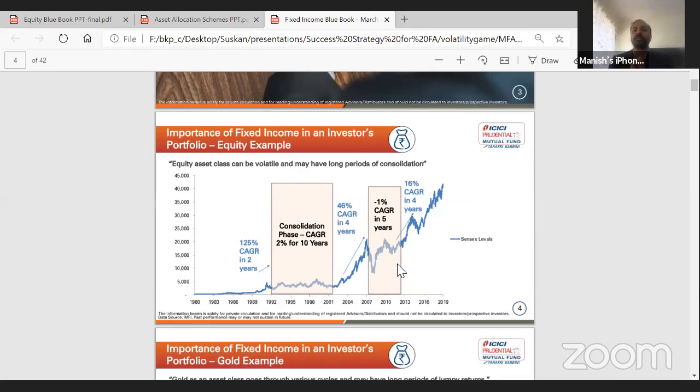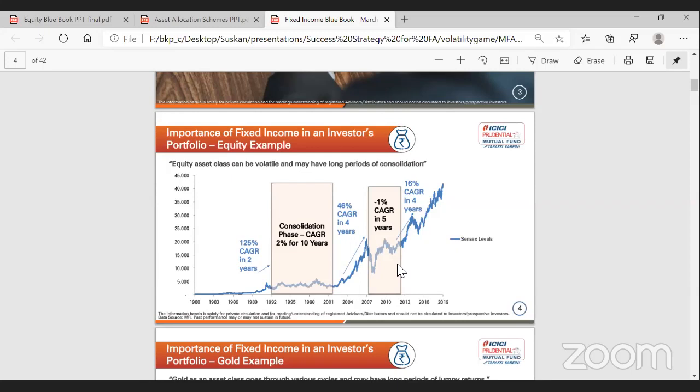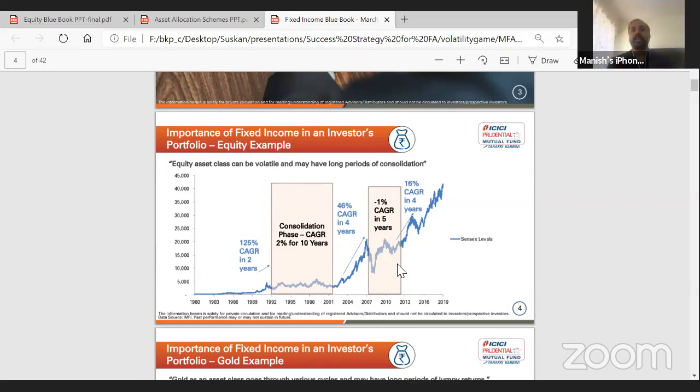Why? Because for fixed income schemes, we'll probably create a case through all the slides which we have. So on slide 4, if you observe very closely, look at the various phases. You would have seen certain phases where the equity markets have given a great return. In a certain consolidation phase, you have seen almost 2% return for almost 10 years. Then there is a phase where the CAGR return is fast. Then there is a consolidation phase. So equity as an asset class goes through various cycles, right?